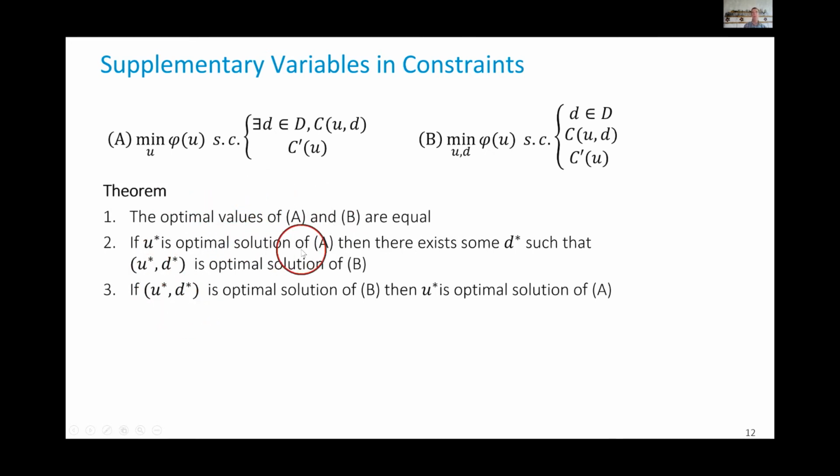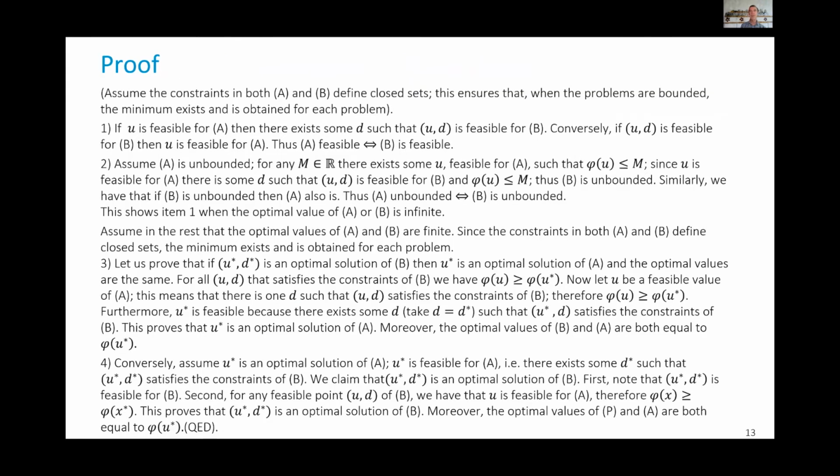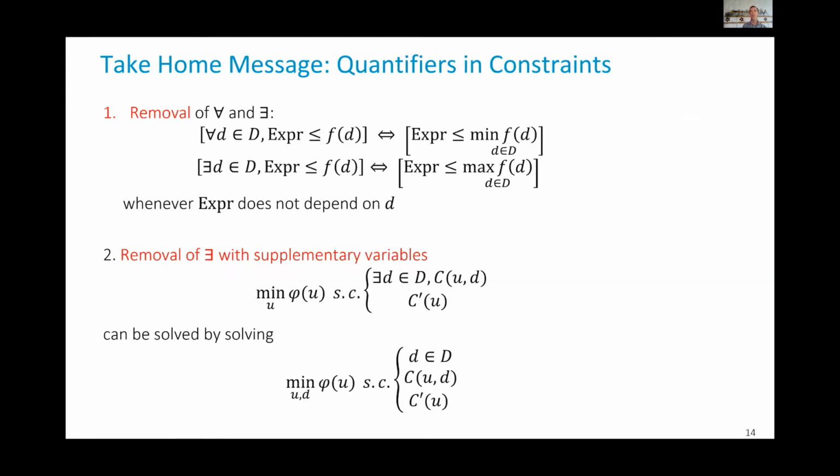If I can solve problem A, that means there exists a D star, and this D star added to my optimal solution of A is an optimal solution of B, and vice versa. If somebody can solve B, then we can solve A, for the reason I've given a minute ago. The formal proof is given in the slides, but it's only if you want to check that formally. The intuition is perhaps more important.